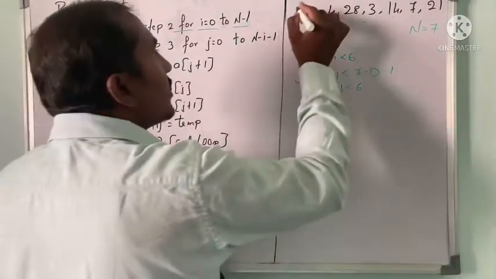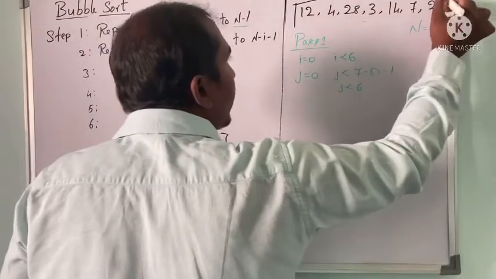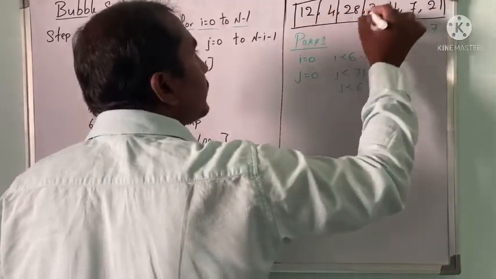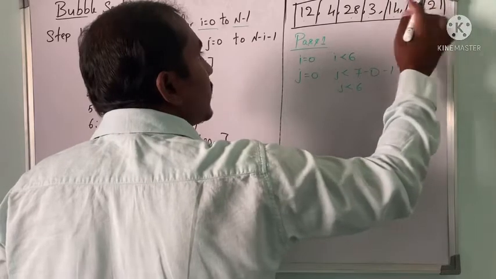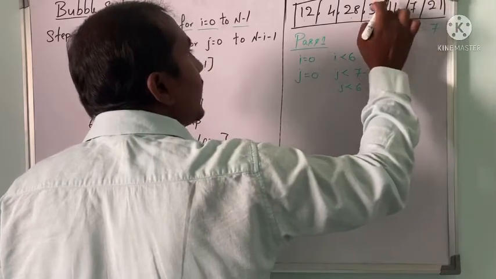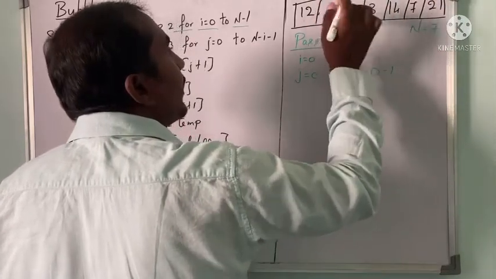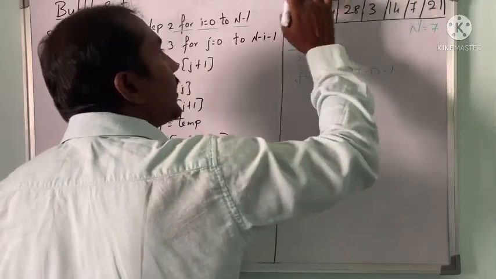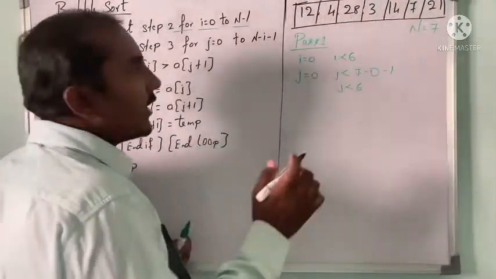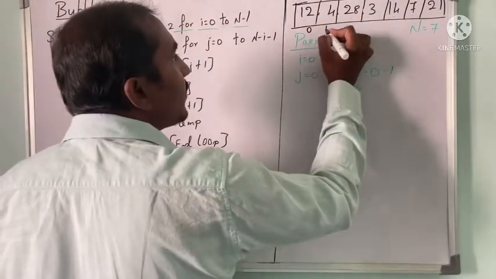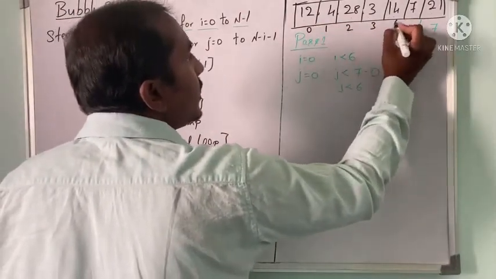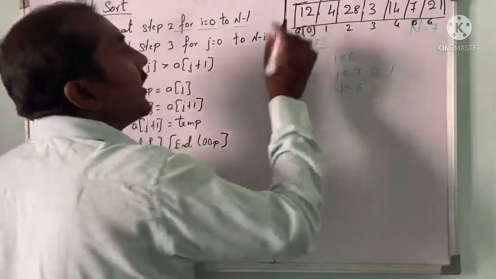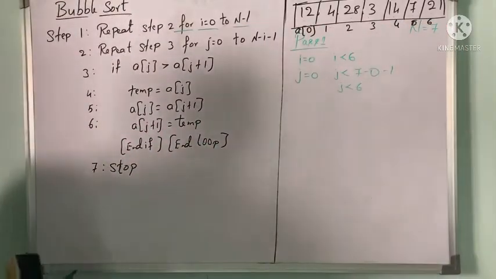We are going to draw an array like this for the values we have, and these values will be our index values. As you know, an array starts from 0. Since I started i also with the value 0, our index also starts with 0. So we have 0, 1, 2, 3, 4, 5 and 6, and these are the array elements. Okay, so the n value is 7.